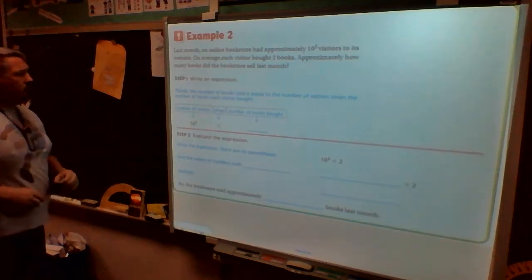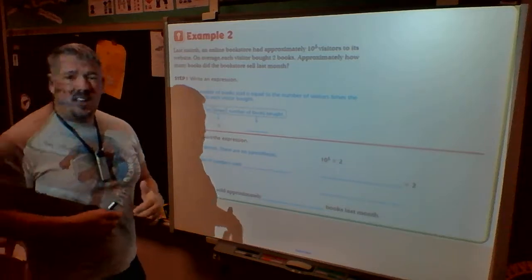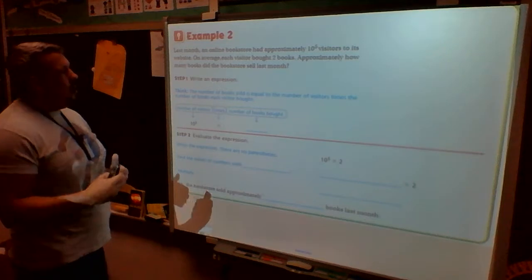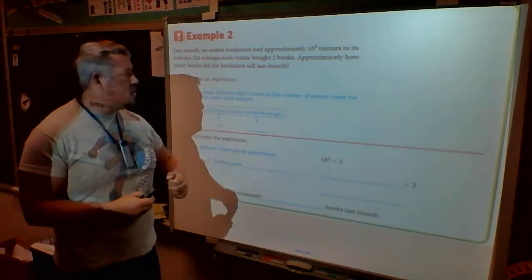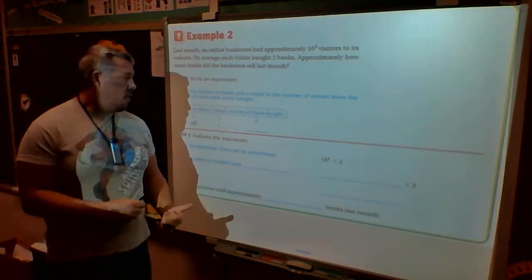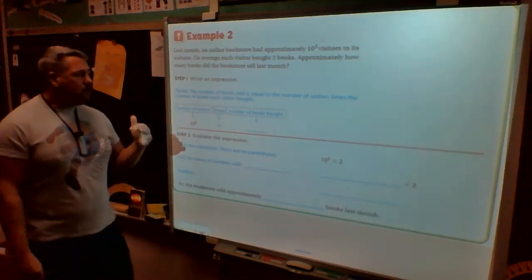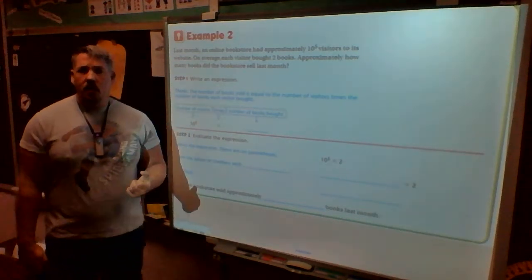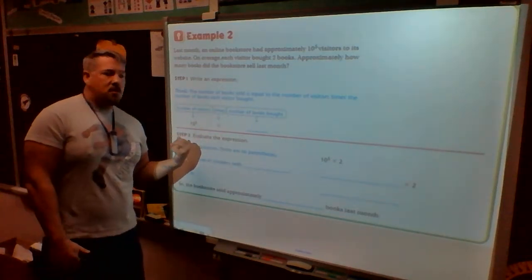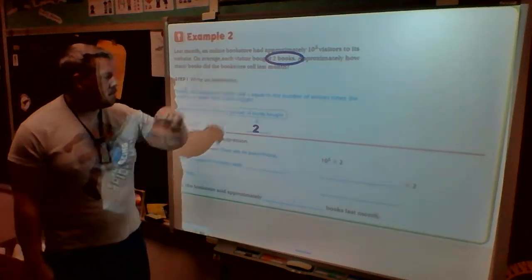So let's look at example 2 then. Last month online, a bookstore had approximately 10 to the 5th power visitors to its website. On average, each visitor bought 2 books. Approximately how many books did the bookstore sell last month? Okay, so I know I have 10 to the 5th power, right? And if each person bought 2 books, then I would have to multiply this number of visitors by what? So hopefully you thought by 2, because it says 2 books.